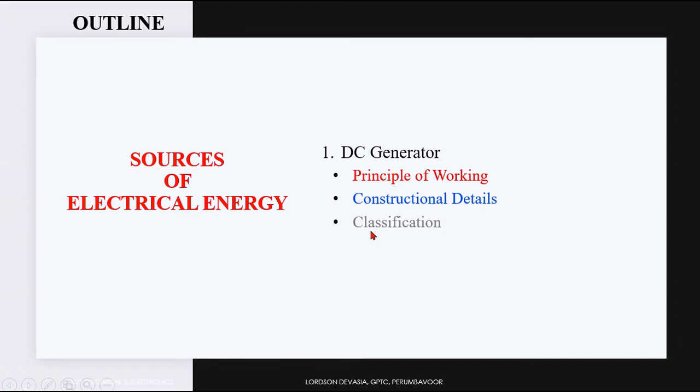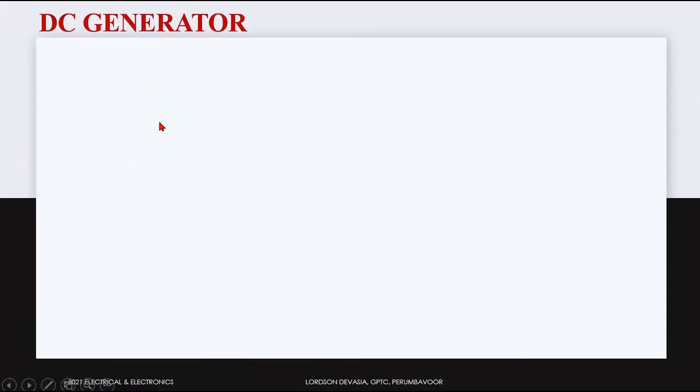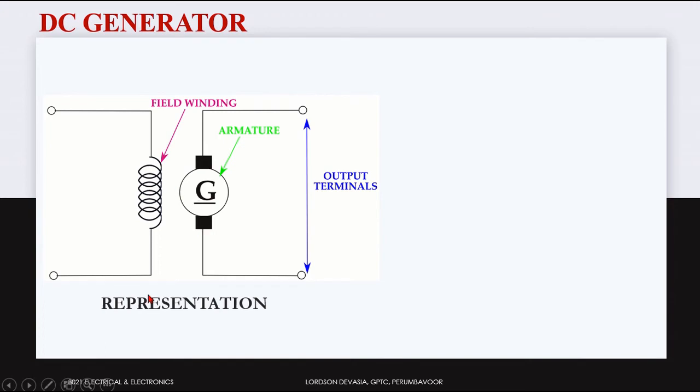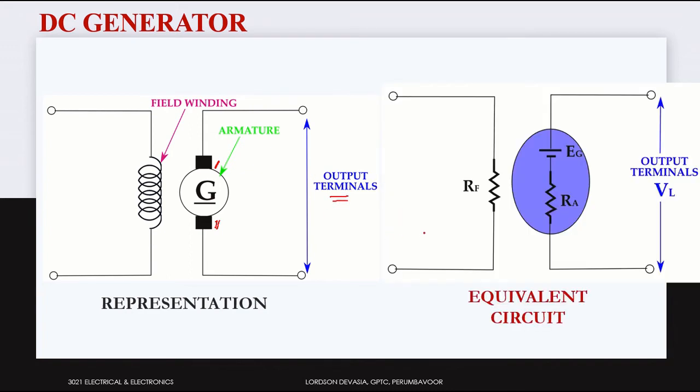Next we go for the classification. Before going to the classification, we will discuss the equivalent circuit of a DC generator. So this is the representation: field winding, and this is the generator. G indicates generator, and a line indicates it is a DC, and this is the armature, and this R indicates the brushes. These are the output terminals. This is the equivalent circuit. RF is the resistance of the field winding, RA is the resistance of the armature winding.